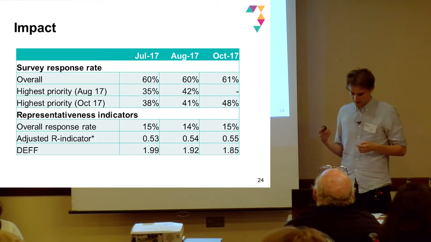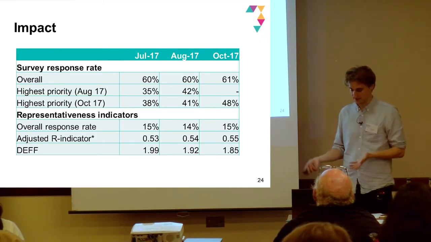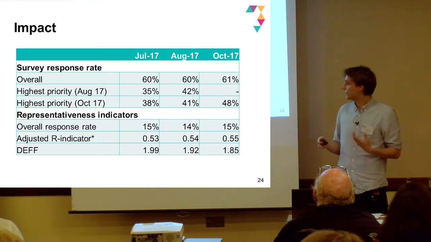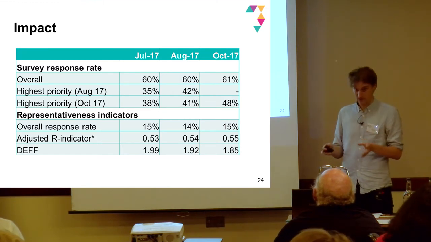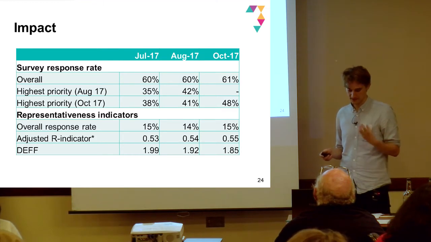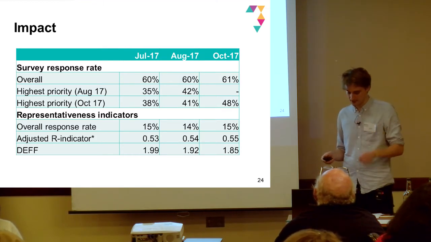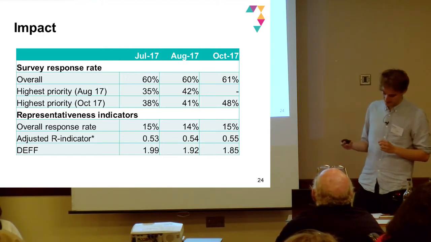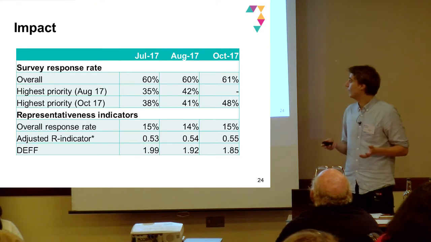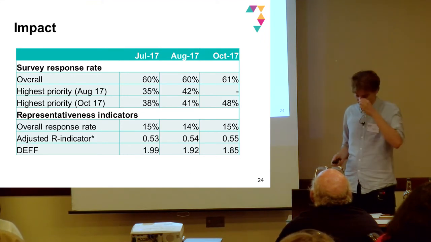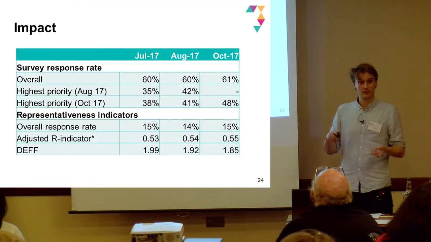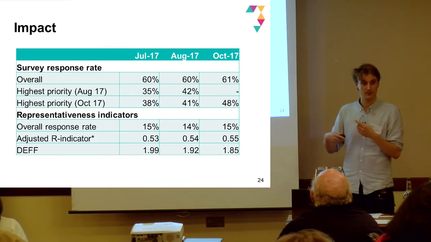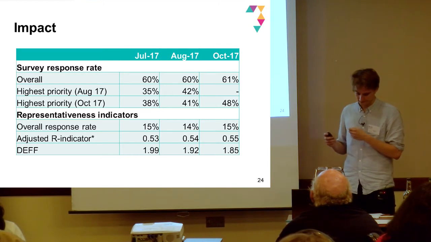This table shows figures for the last wave where we didn't use the targeted design in July, and then the first 2 waves where we have. So firstly, as we'd expect, the survey response rates for those identified as highest priority during the August and October waves are lower than for the sample as a whole. However, once we start implementing the targeted design, we can see that those response rates lift up somewhat. However, it's also interesting to note that the change in target design didn't seem to have too much of an effect on the survey response rates of the other groups.